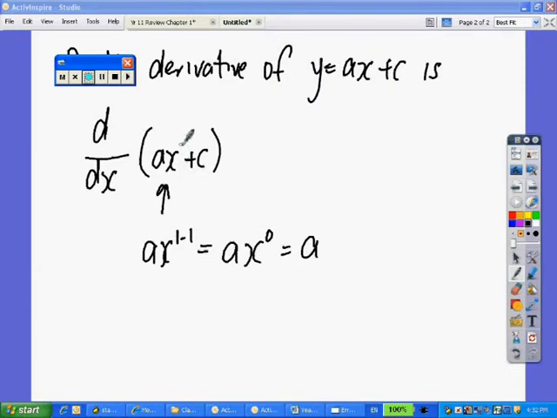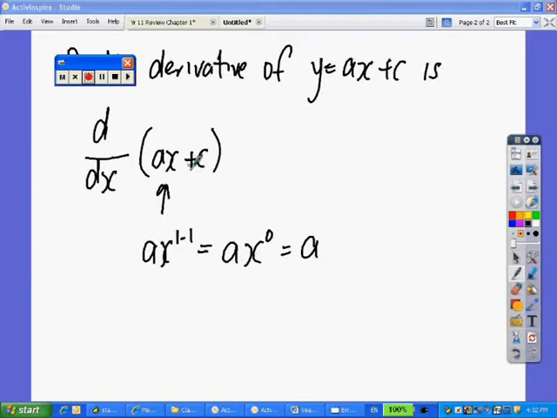There's an understood 1 here, so that's 1 minus 1, and that equals a times x to the power 0. And of course, x to the power 0 is equal to 1, so this whole thing compresses into just a equals a.